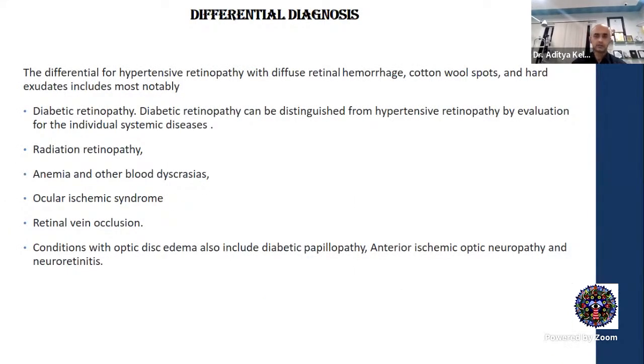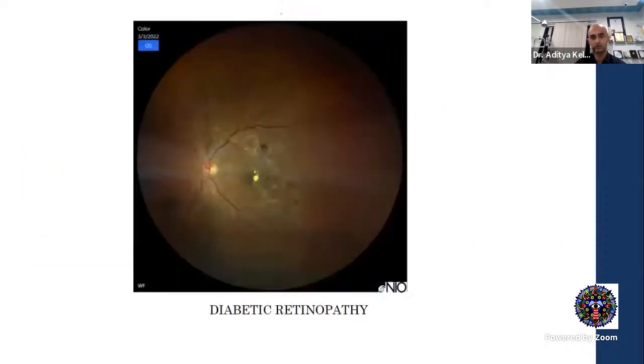So there is a differential diagnosis of hypertensive retinopathy that you may want to write in your theory exams. Clinically, it's more or less a straightforward situation when you face a patient with hypertensive retinopathy. But yes, you must know that diabetic retinopathy, radiation retinopathy, anemia, other blood dyscrasias, ocular ischemic syndrome, and retinal vein occlusions are all considered retinal pathologies in the differential diagnosis of hypertensive retinopathy. Also, patients who have optic disc edema, like diabetic papillopathy, anterior ischemic optic neuropathy or neuroretinitis, can also be a differential diagnosis of hypertensive optic neuropathy.